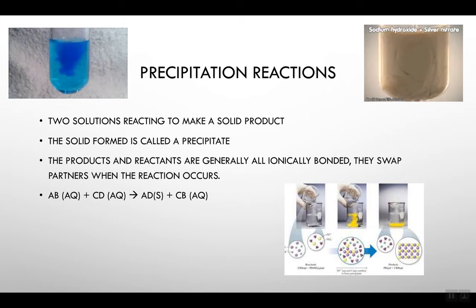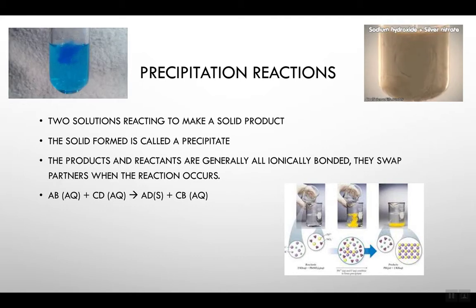Precipitation reactions, that's where we have two solutions, so two things which are in solution, completely dissolved. Generally, you can see through them, okay? They might be coloured, but they will be clear, not opaque. And they will react, and one of the products would be a solid. The solid that we make is called a precipitate. Okay? It precipitates out.